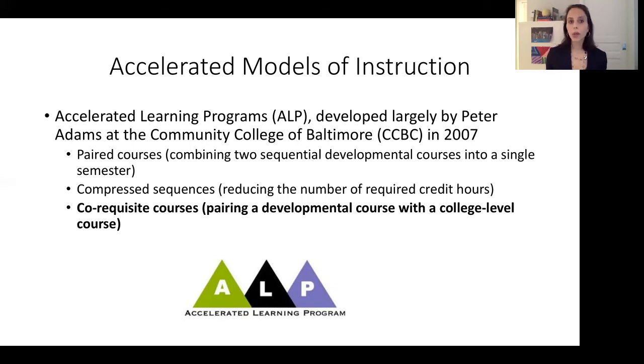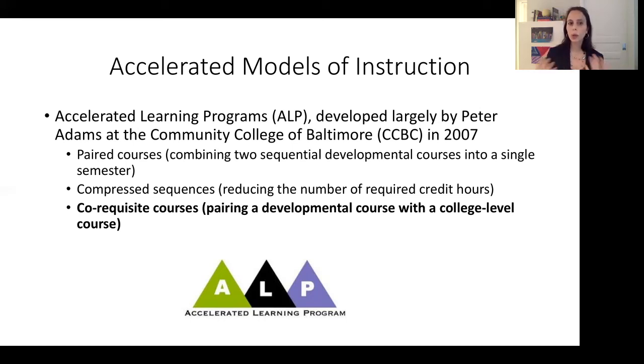And one of the first models was the accelerated learning programs, which was developed mainly by Peter Adams at the Community College of Baltimore in 2007. The idea with these accelerated models of instruction was that it was a paired course: either two sequential developmental courses combined into one single semester, or a compressed sequence, meaning the number of credit hours in developmental courses were compressed together, or a co-requisite course, in which a student who places into developmental English, for example, could also take a college level course combined with the developmental course and receive college level credit for it.